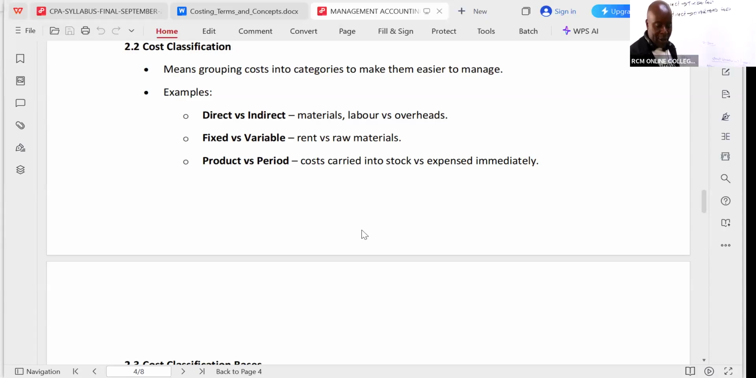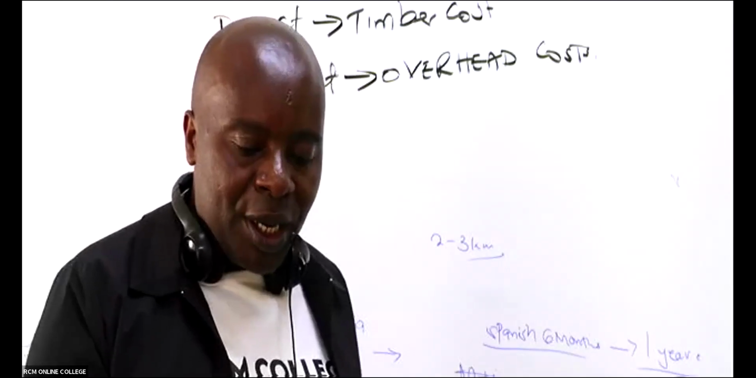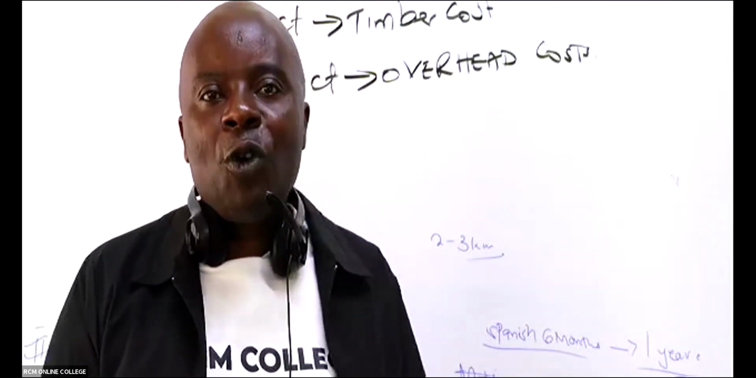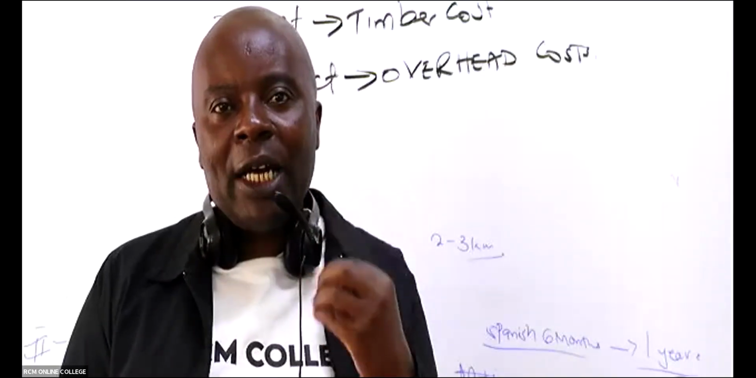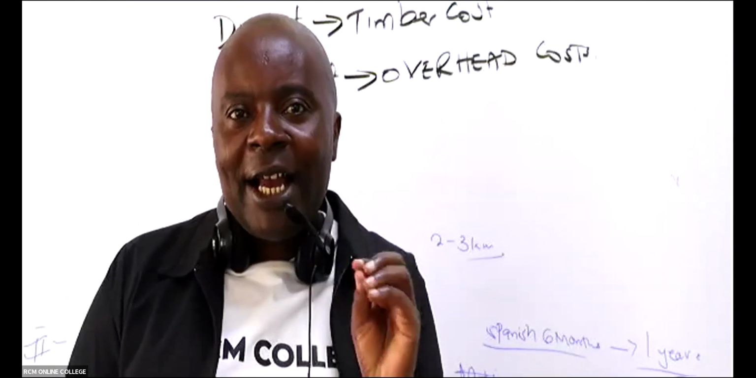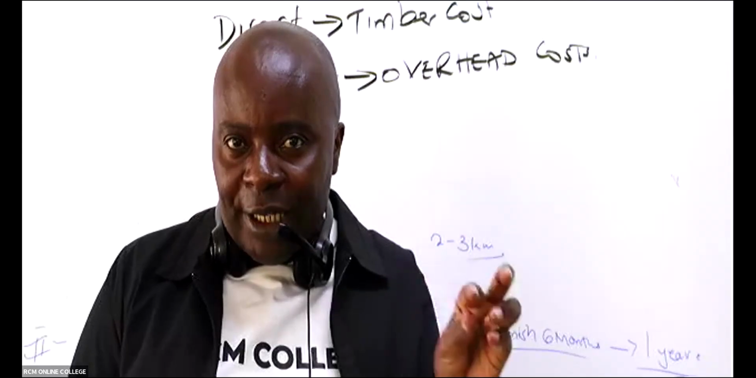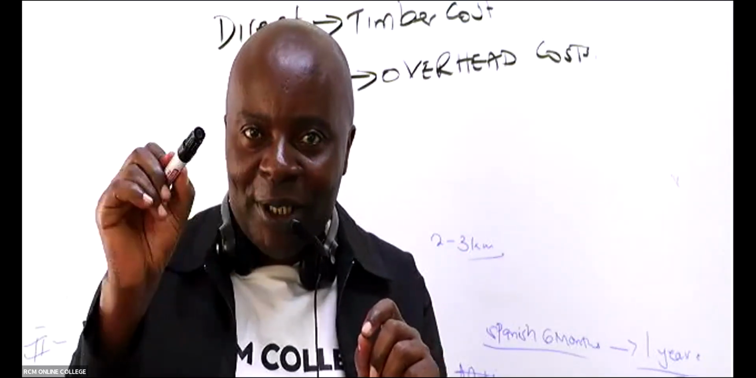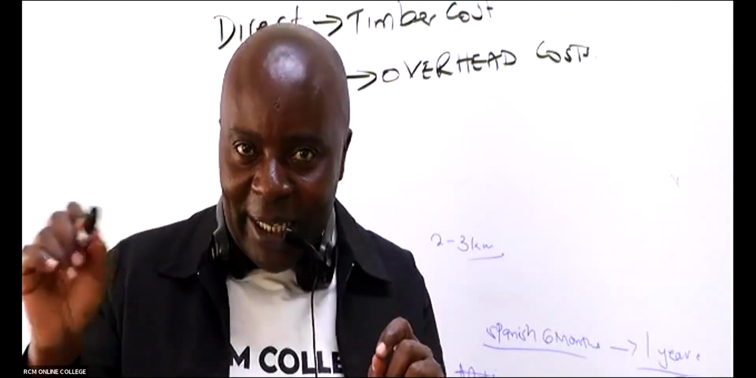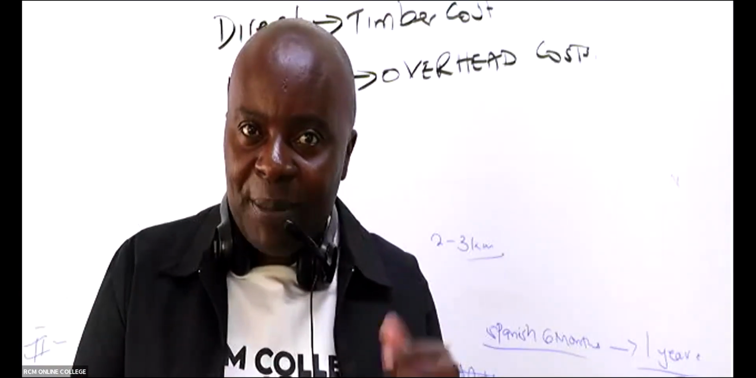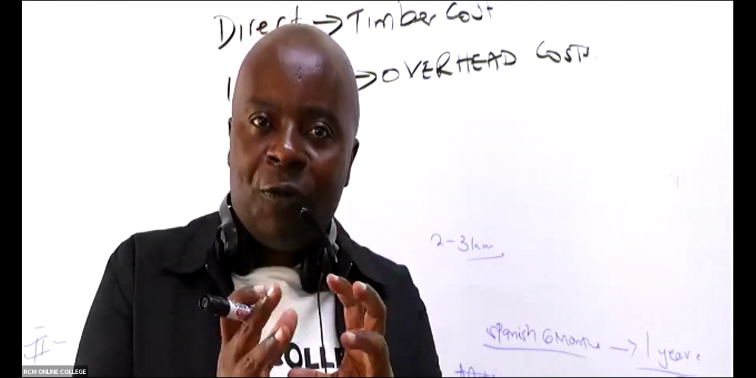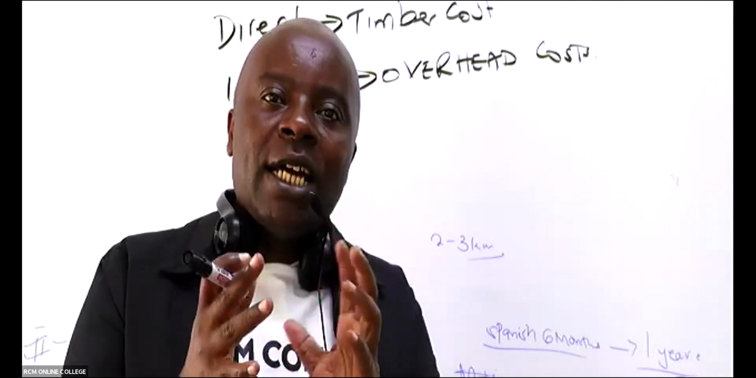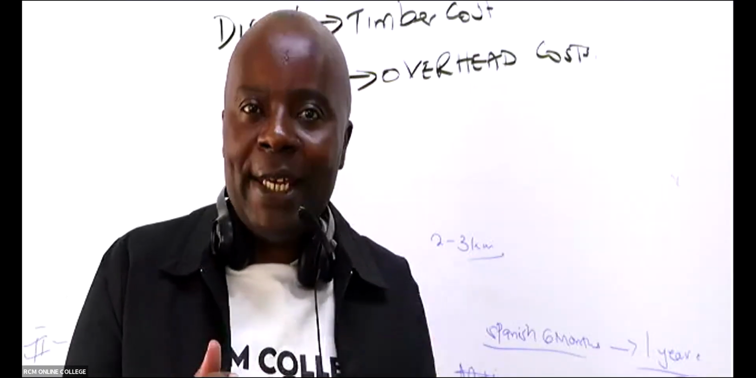Because, ladies and gentlemen, remember my carpenters. We agree with my carpenters that we pay them on piece rate. For every chair they produce, we give them 1,000 Kenya shillings. So you see, the labor can be identified to the chair. We'll be able to say this chair has cost us in materials 500 for timber, labor 1,000. So we can trace labor and we can trace materials. Those we shall be classifying as direct costs. And then indirect costs will be like the rent, what we call overheads.